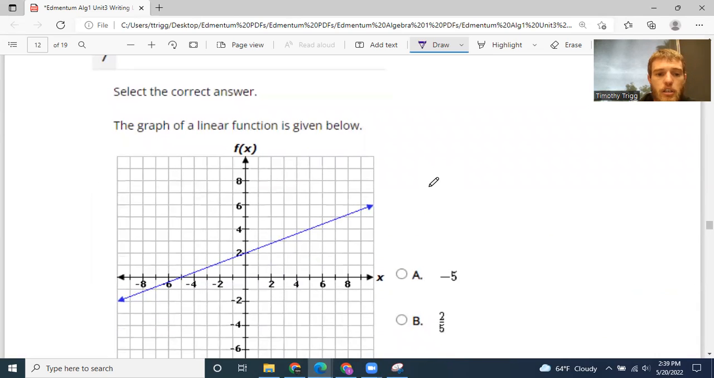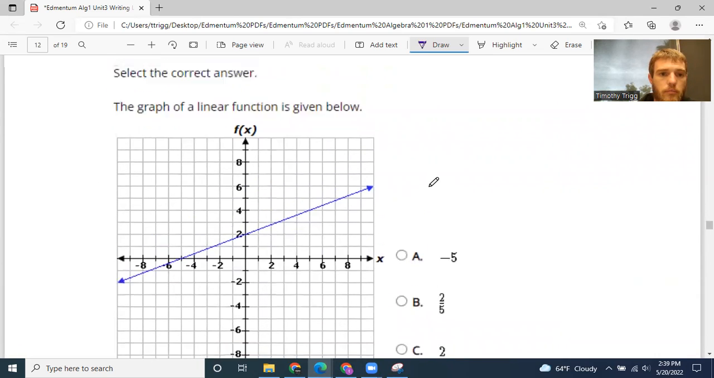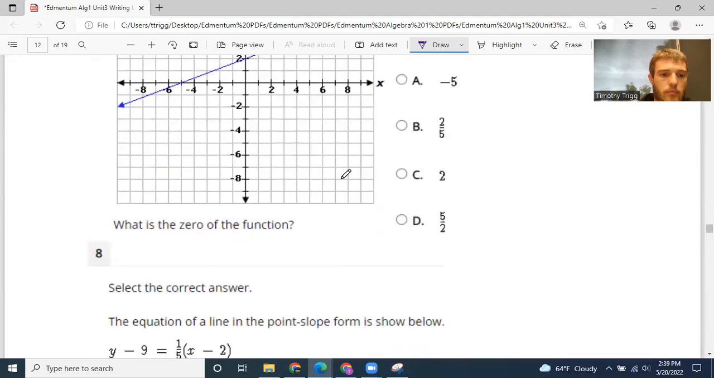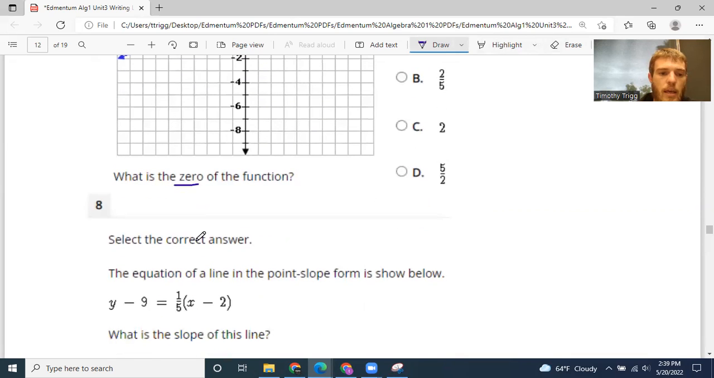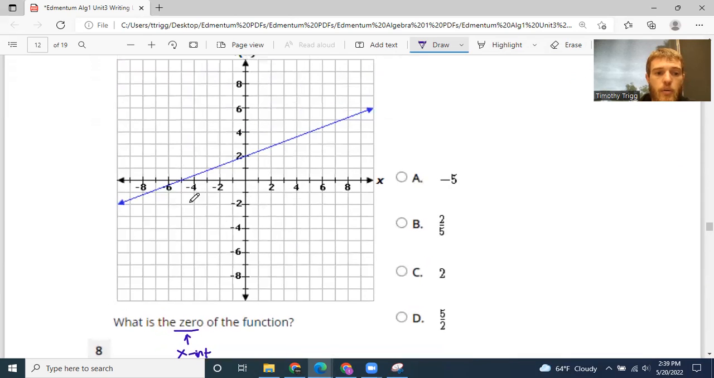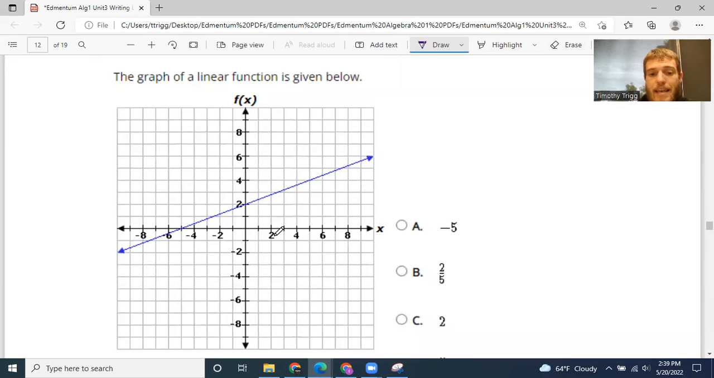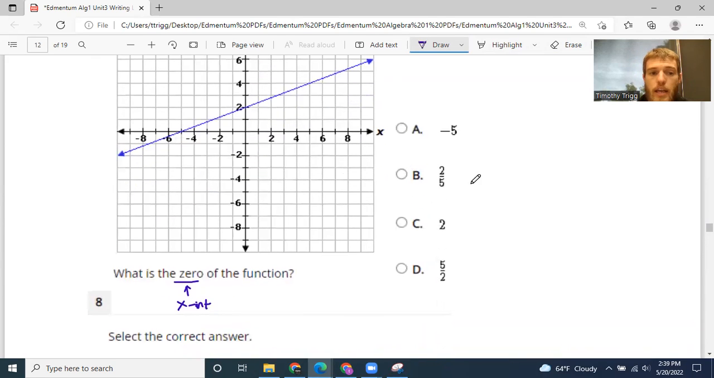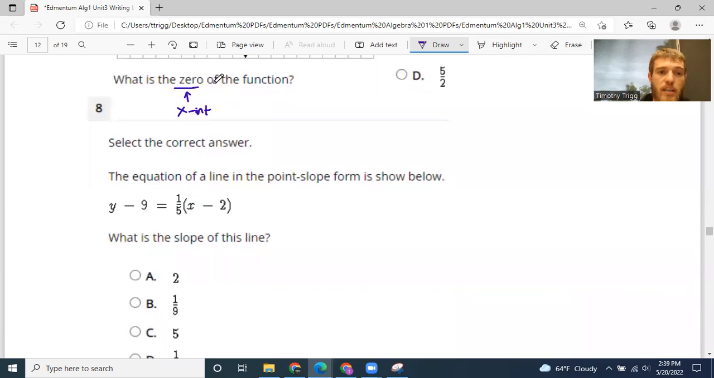The graph of the linear function is given below. What is the zero of the function? So here they're using a term that you may not have seen before. In this case, a zero is the same as your x-intercept. So it's asking, what is the x-intercept for this equation? So again, the x-intercept is where your line crosses the x-axis. So figure out, looking at this, where's the x-intercept? Where's the zero?